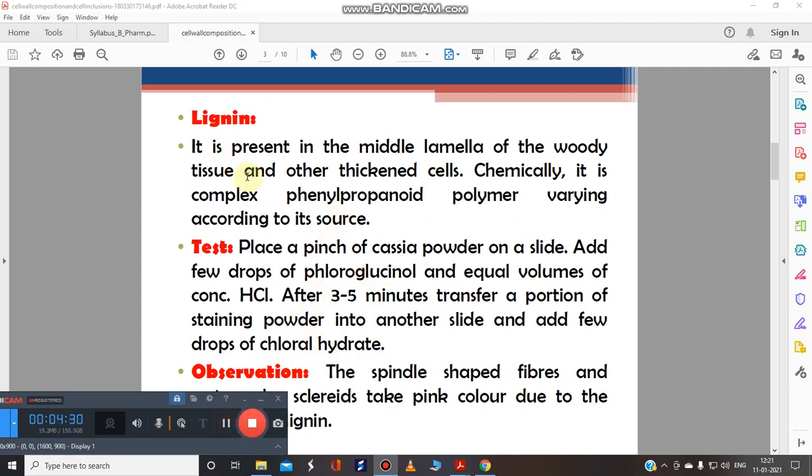Okay, so how will you detect lignins? Phloroglucinol and HCl you will add, along with a few drops of chloral hydrate solution. This is also a commonly used chemomicroscopic reagent. What is a chemomicroscopic reagent? Chemo means chemical, and microscopic reagent means one which is used for microscopic purposes.